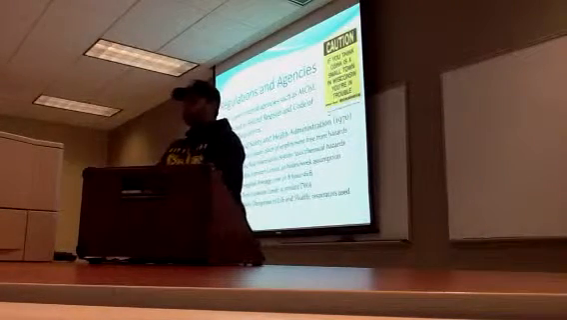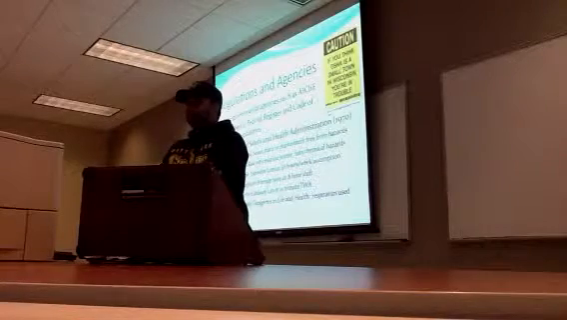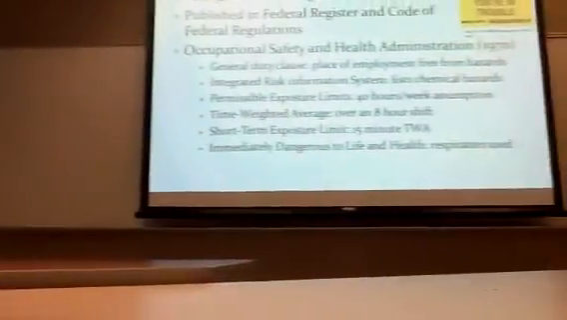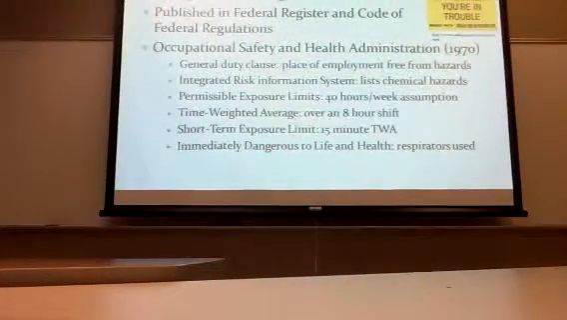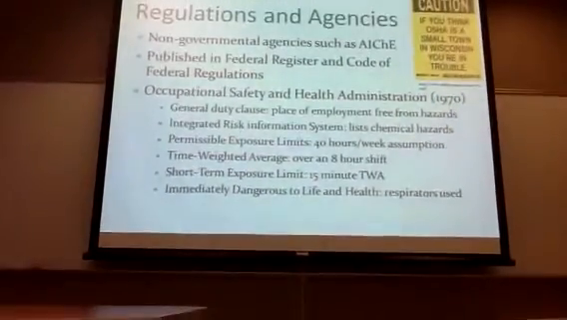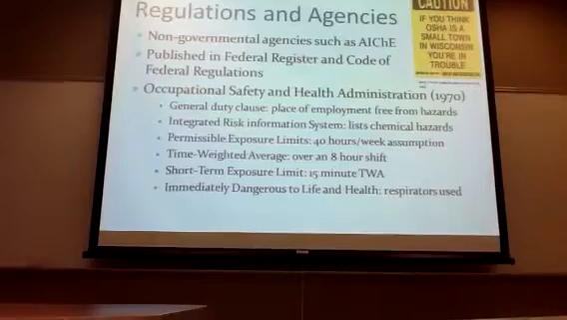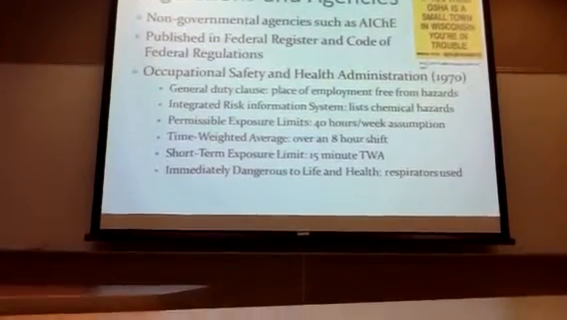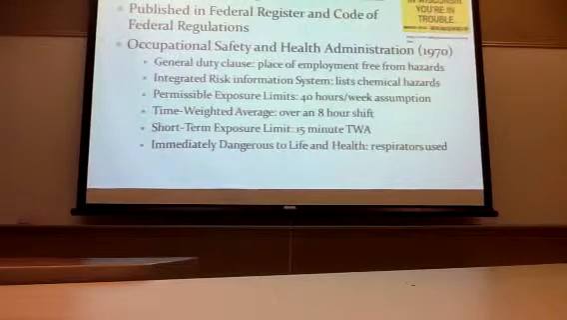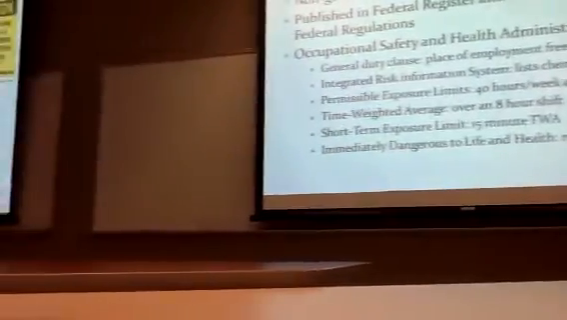And moving on to the regulations and agencies, there's non-governmental agencies such as AIChE, which is also involved in making those regulations. And all these regulations are listed under the Federal Register and also published under the Code of Federal Regulations. And talking about OSHA, which was established in 1970, there's a general duty clause, which is basically for the employers to offer a place of employment free from hazards.